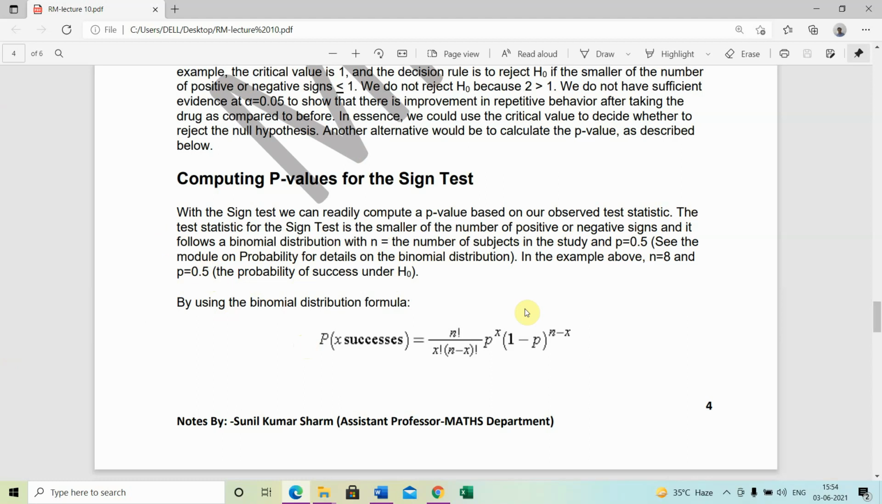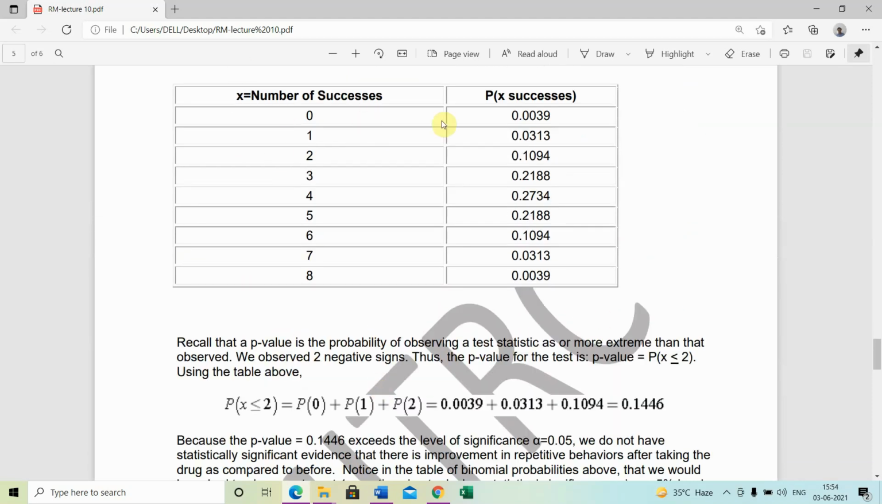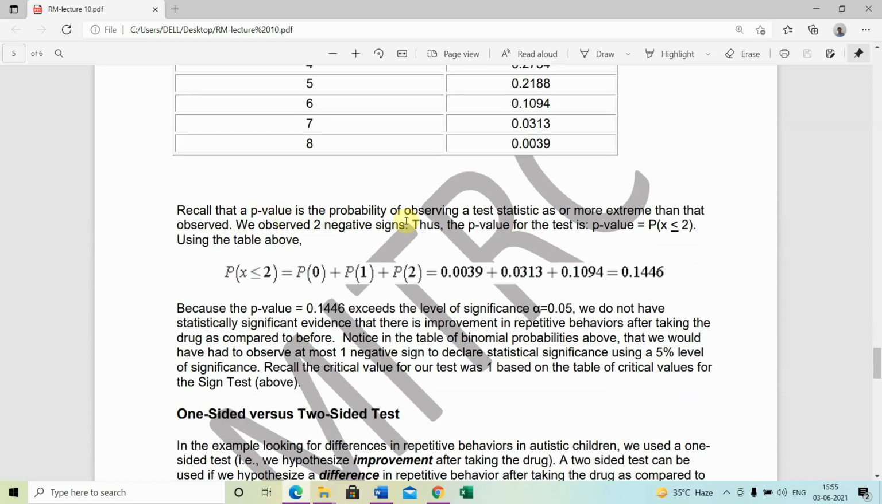By using the binomial distribution formula, P(x successes) equals n factorial over x factorial times n minus x factorial, times p to the power of x, times 1 minus p to the power of n minus x. We can compute the probability of observing different numbers of successes in 8 trials. They are given below: number of successes and probability of successes. Recall that the p-value is the probability of observing a test statistic as or more extreme than that observed. We observe 2 negative signs, thus the p-value for the test is p-value equals P(x less than or equal to 2).